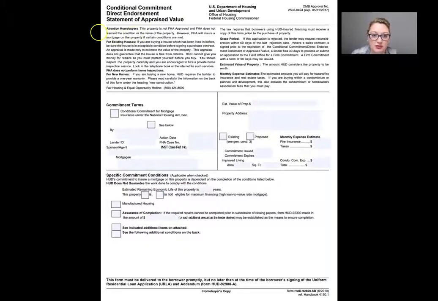So for example, up here at the top, it has attention home buyers. It's letting them know that this is not an FHA approved property and that FHA does not warrant the condition. It also gives them some information if they're buying a house that's been lived in before. An appraisal is made only to the estimate of the value of the property. It also talks about the commitment terms. So this would be filled out by the lender. It also gives the property address, the estimate property value, any specific conditions. So if it's a manufactured housing or something like that.